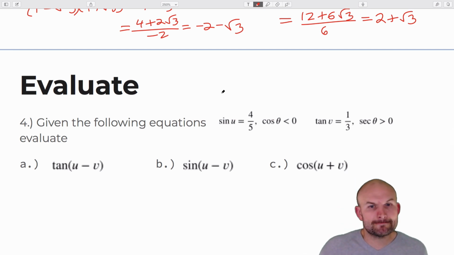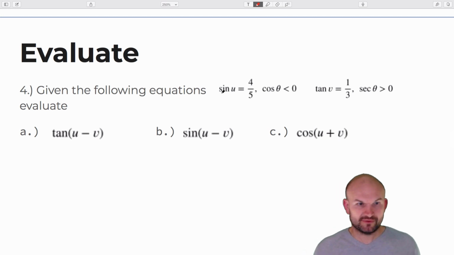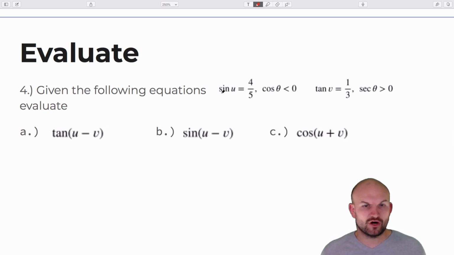Now let's get into evaluating when we have a triangle. So you can see this problem's a little bit different, right? We're asking you to evaluate u minus v or u plus v, and we don't really have all the information. Like what are our angles? Like what are we adding or subtracting?